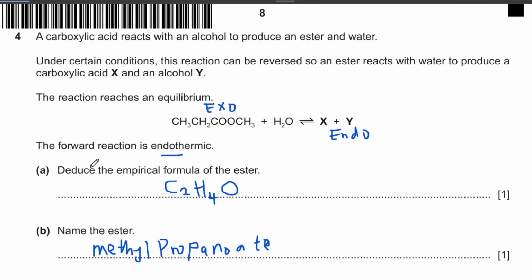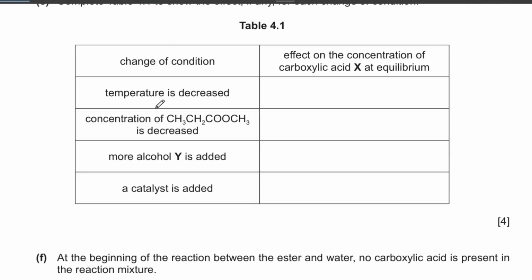So if we decrease the temperature, it's going to move to the exothermic side. If we increase the temperature, it's going to move to the endothermic side. So that means decreasing temperature will favor the reverse reaction and not the forward reaction, because the forward reaction is endothermic and the reverse reaction is exo. So therefore, when temperature is decreased, the concentration of carboxylic acid X at the equilibrium will also decrease.